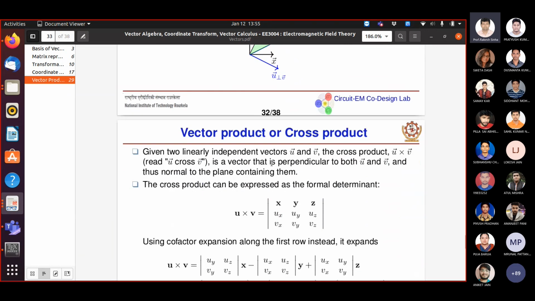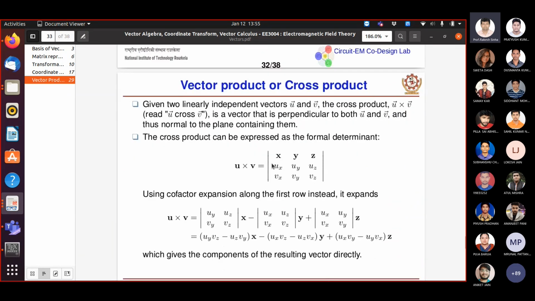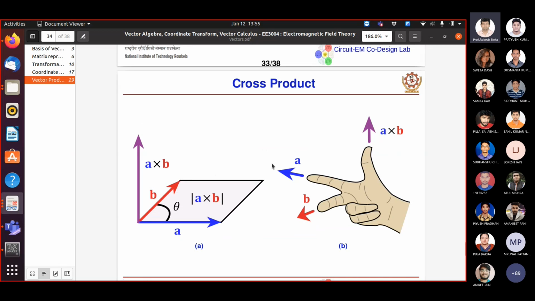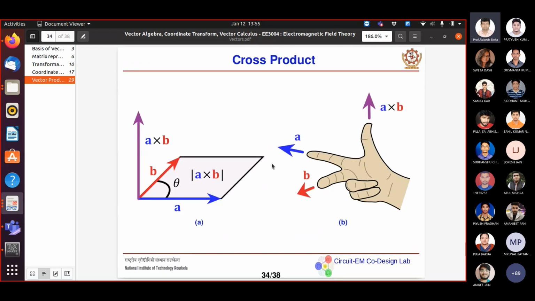Okay, next is the cross product, or vector product. How does this look? Let's say you have two vectors A and B. The meaning of this cross product is basically the area of this parallelogram, and it can be easily found. This area is the magnitude of A times the magnitude of B times sine theta. Now this property is very helpful in finding the area of a triangle.